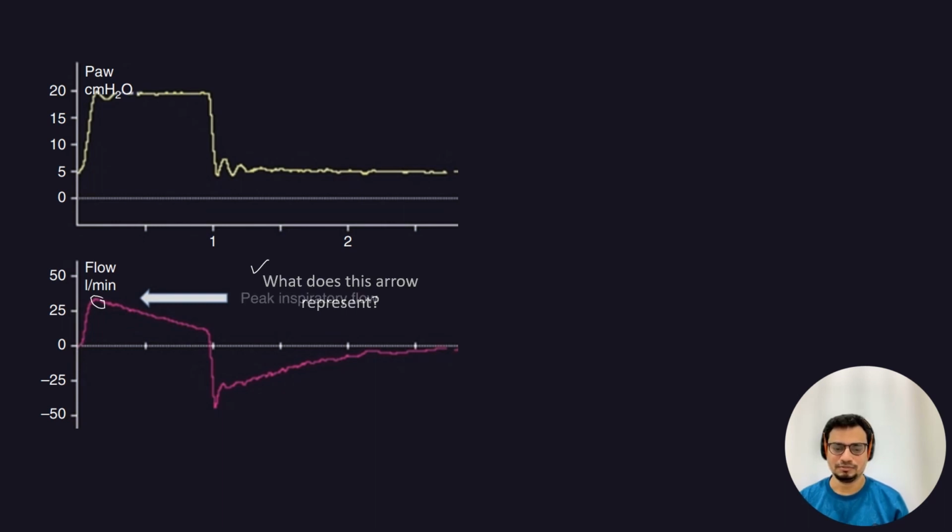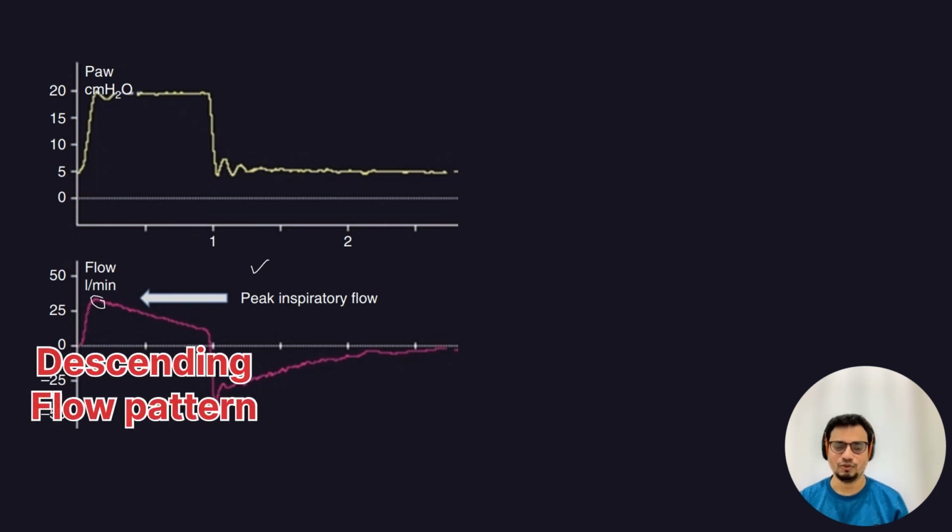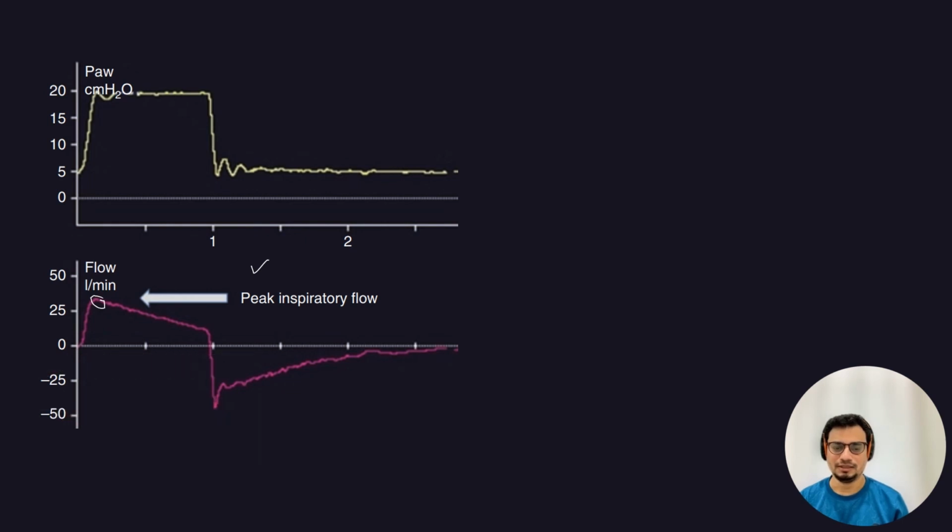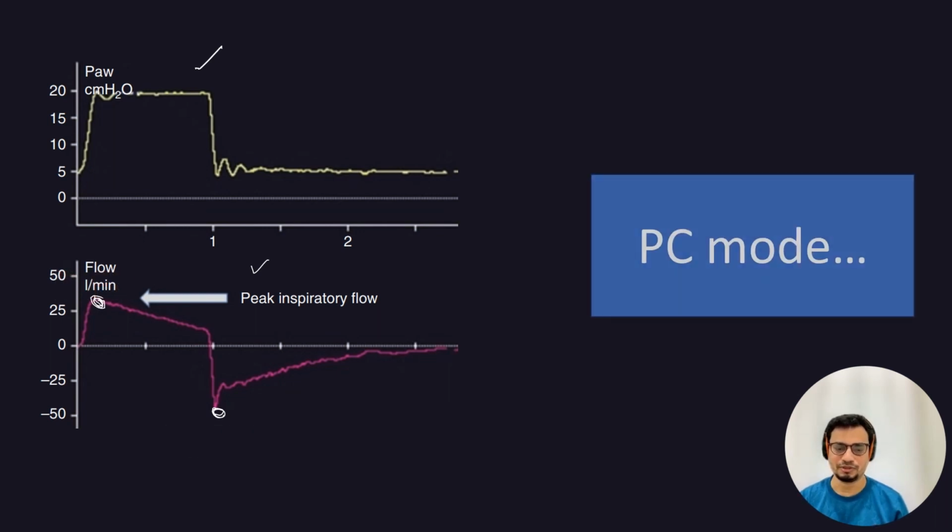The answer is peak inspiratory flow rate. As you know, this is the flow time scalar, and this is a descending inspiratory flow pattern. Here cycling occurs, and this is your peak expiratory flow rate. On the positive side, this is your peak inspiratory flow rate, and this is the pressure time scalar. So this mode, can you guess? This mode is pressure control ventilation.